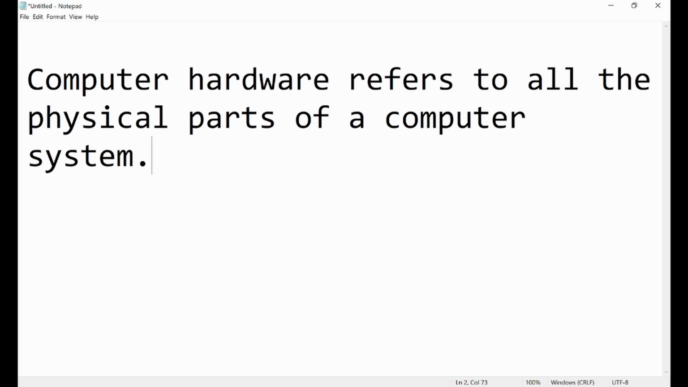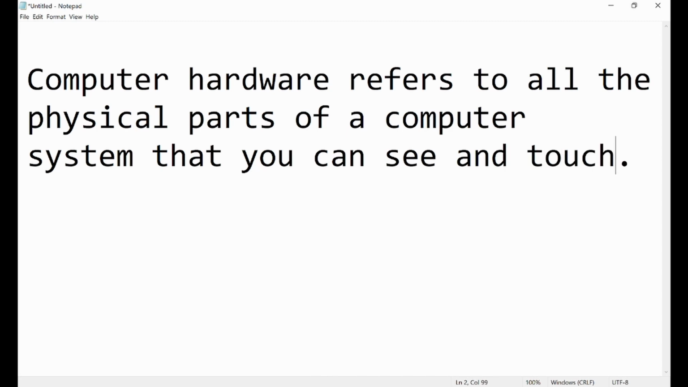Alright. Computer hardware refers to all the physical parts of a computer system. Sometimes we add that you can see and what? And touch. Sometimes we add that, but it is important to know the definition of computer hardware. And every computer student, whether you're a technician, an engineer or not, you are supposed to know computer hardware, because hardware directly affects software. Software and hardware work together, they work hand in hand.